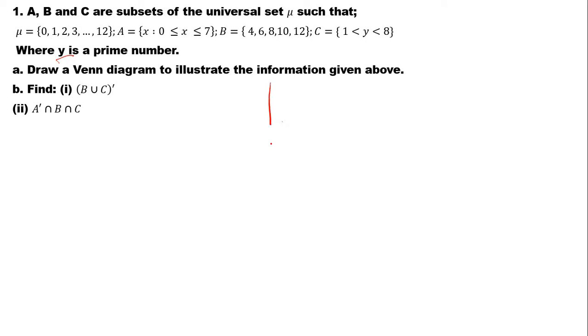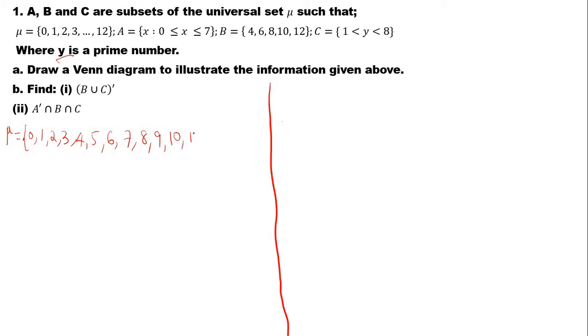I want to draw a line here so that we can have enough space for our work. Alright, so we'll start with listing out the elements. So here is the universal set: 0, 1, 2, 3, 4, 5, 6, 7, 8, 9, 10, 11, 12. And then for A, I have 0, 1, 2, 3, 4, 5, 6, 7. For B, it is 4, 6.